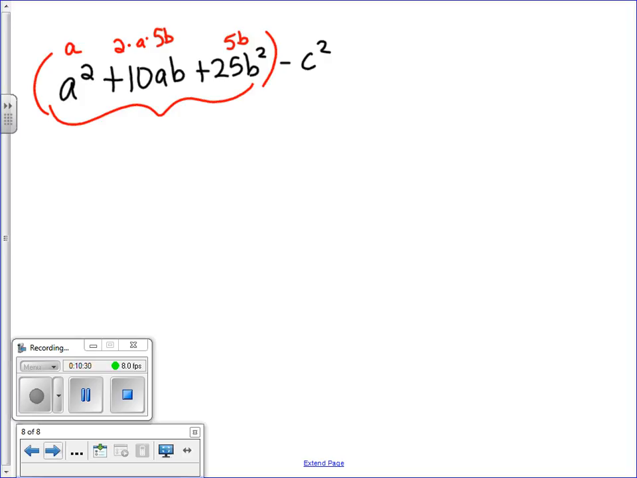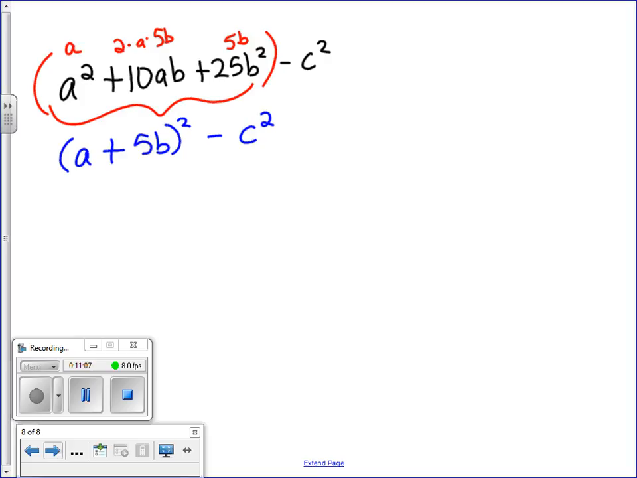Okay? Factor the front end. It's a perfect square trinomial. So what is it going to factor to? A plus 5B quantity squared minus C squared. Right? Okay, this is where it gets so much fun. I love this. Because you think you're done, but guess what? You're not done. Right? Because what's that? And what's that?